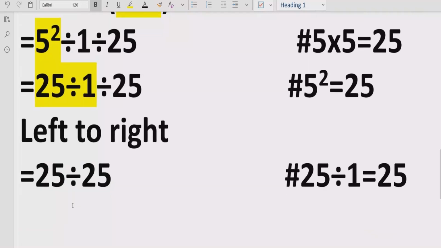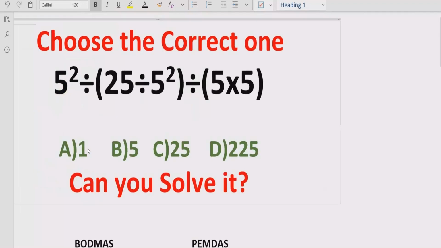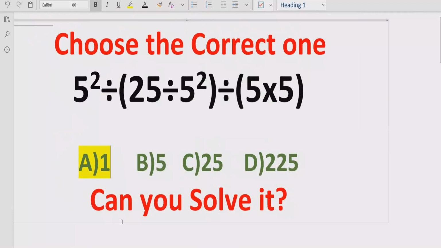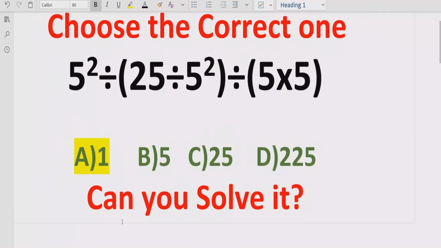Now we have two terms like 25 divided by 25. Here we get the answer is 1. So the answer of the given expression is 1. If you see the answer list, answer A is the correct answer of this expression. So I hope you understand like how you can solve the given expression using PEMDAS and BODMAS method and find out the correct answer.